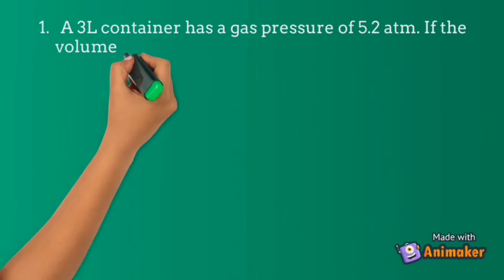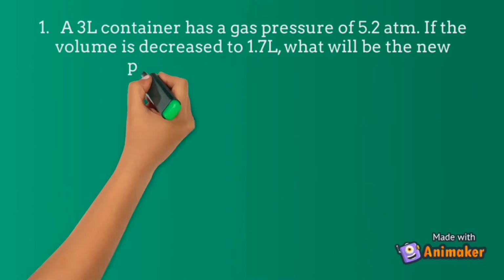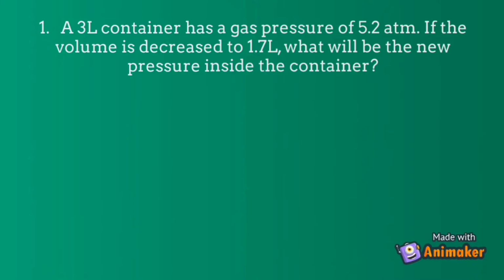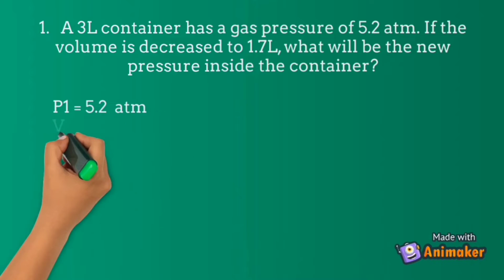A 3-liter container has a gas pressure of 5.2 atmosphere. If the volume is decreased to 1.7 liter, what will be the new pressure inside the container? So, nag-decrease ang ating volume.